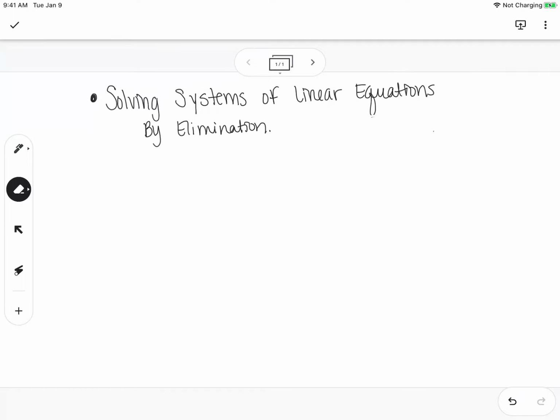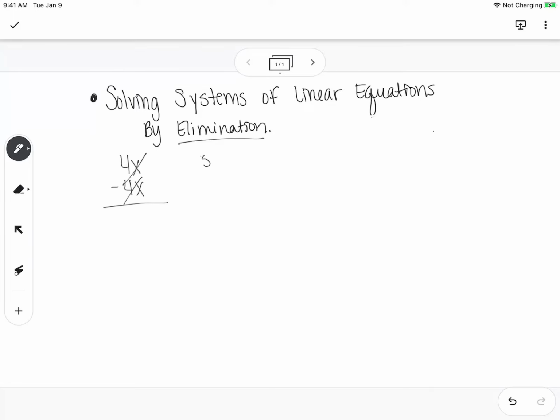Hey guys, today we're going to talk about how to solve systems of linear equations by elimination. And the idea here is to eliminate either the x term or the y term from the two equations. And to eliminate, you want to have opposites, because if you have a 4x and a negative 4x, that's going to cancel. In other words, it's going to eliminate.